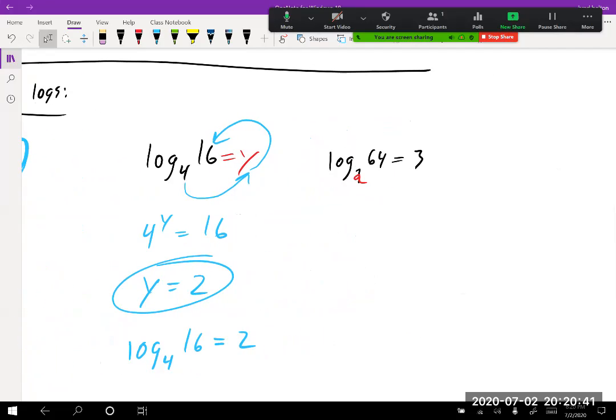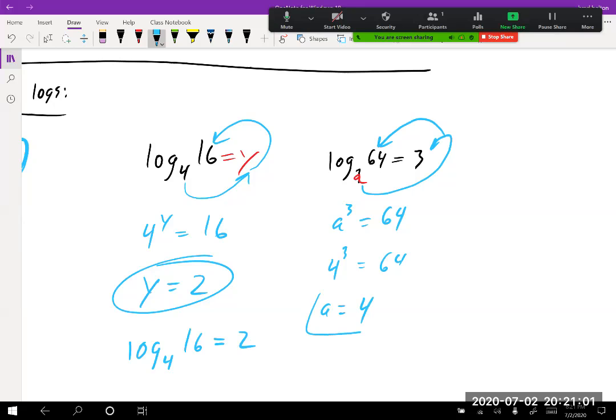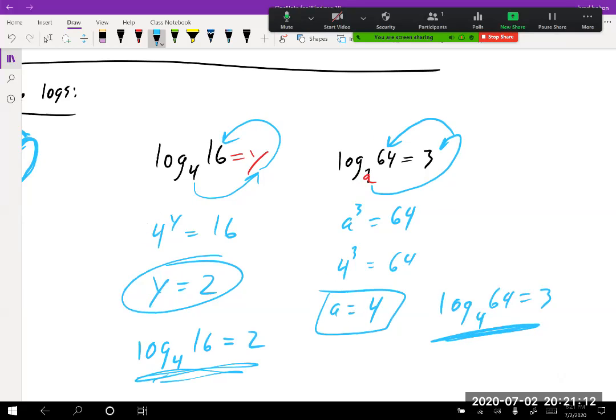Now this one is saying a base of a, so I'm going to do the swirly. A base of a to the power of 3 is equal to 64. Well, what perfect cube is 64? Well, that would mean 4 cubed is equal to 64. So then a equals 4. So then I have log base 4 of 64 is equal to 3. Okay. So in all the cases, I just rewrote the logarithm for you guys to go ahead and look at.